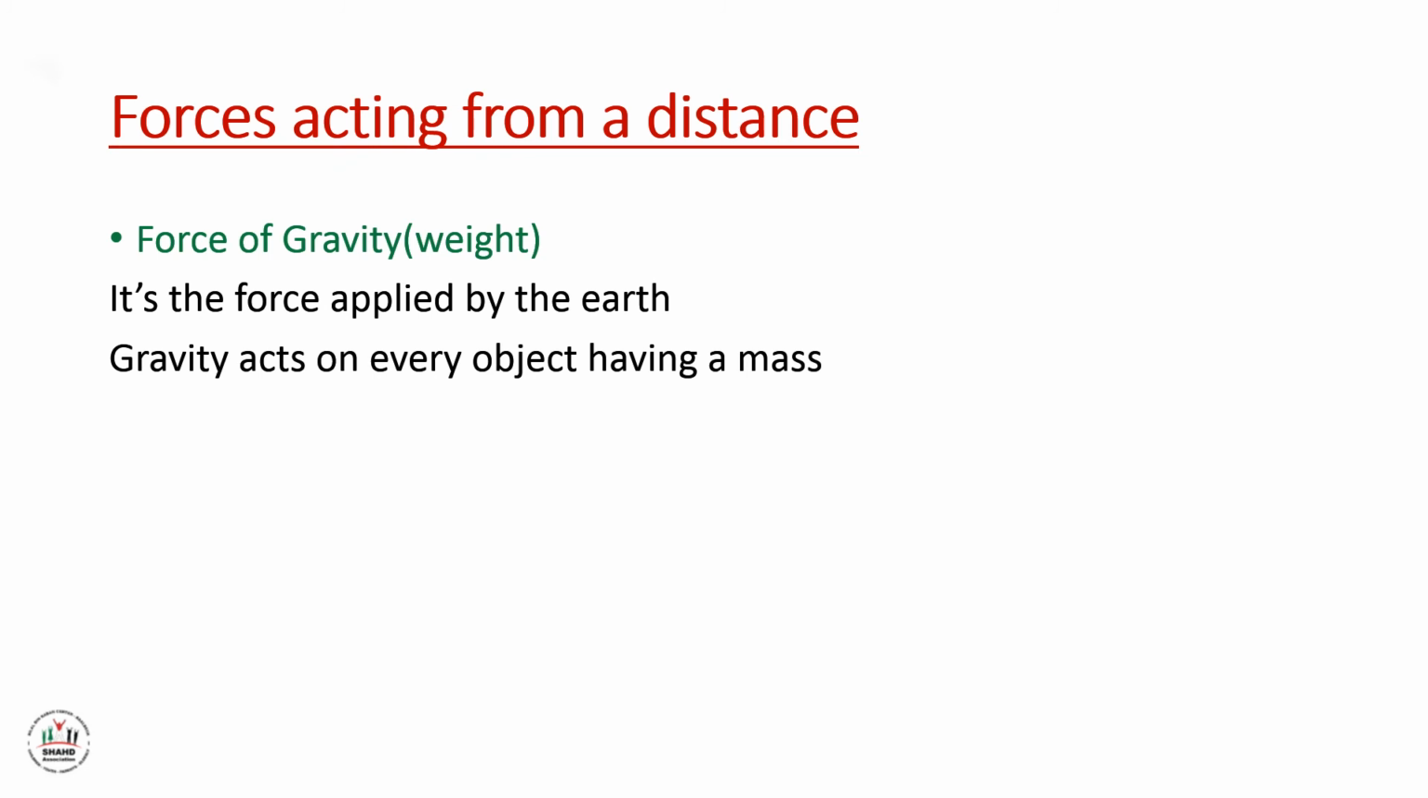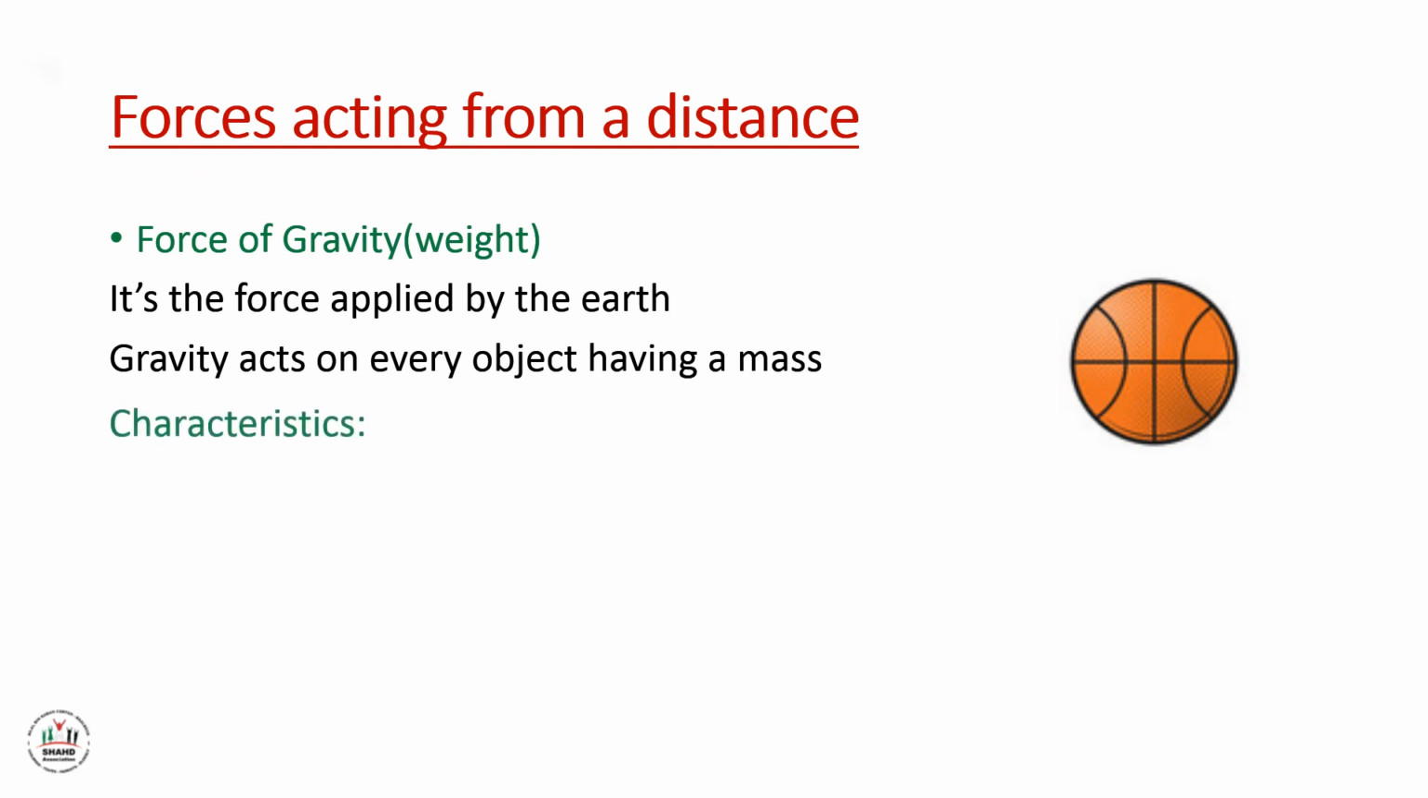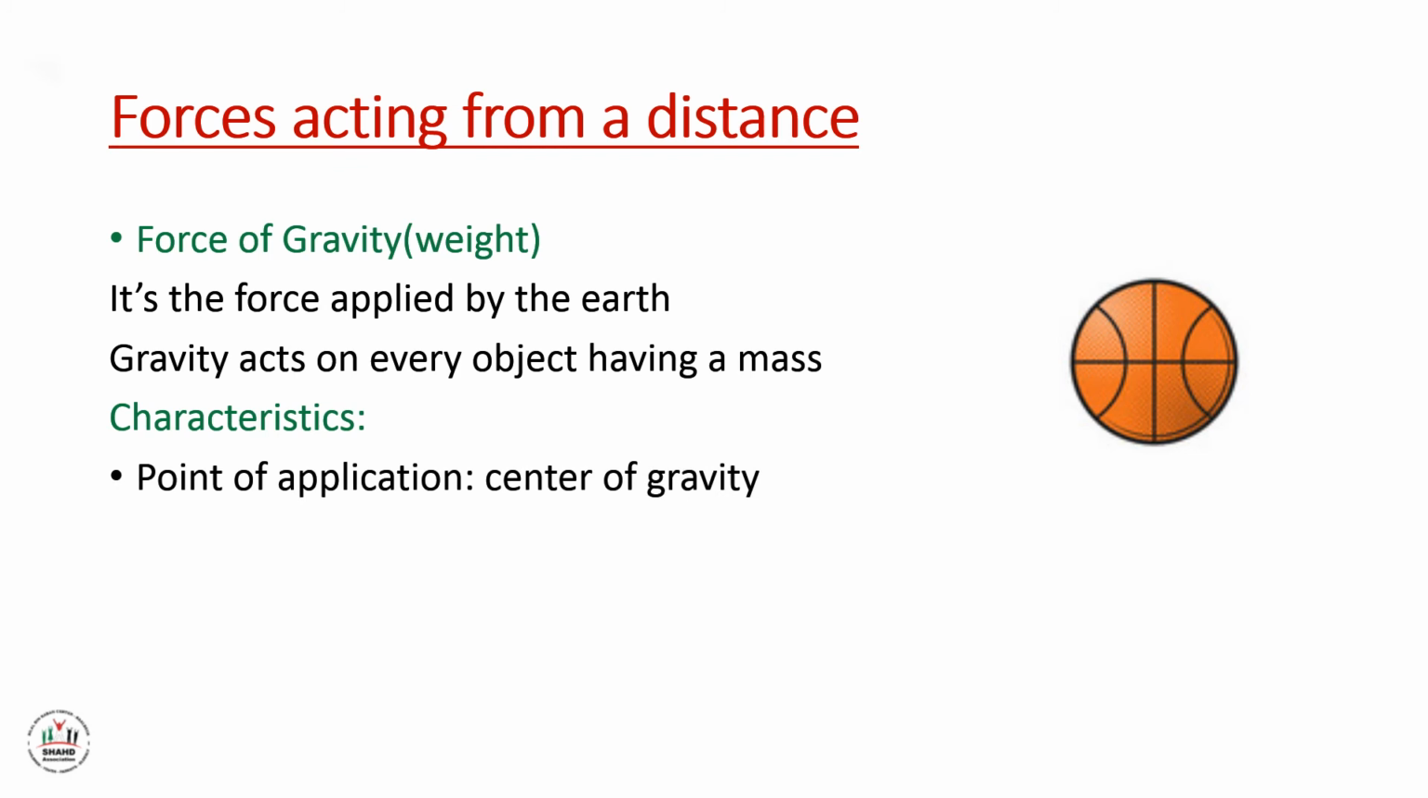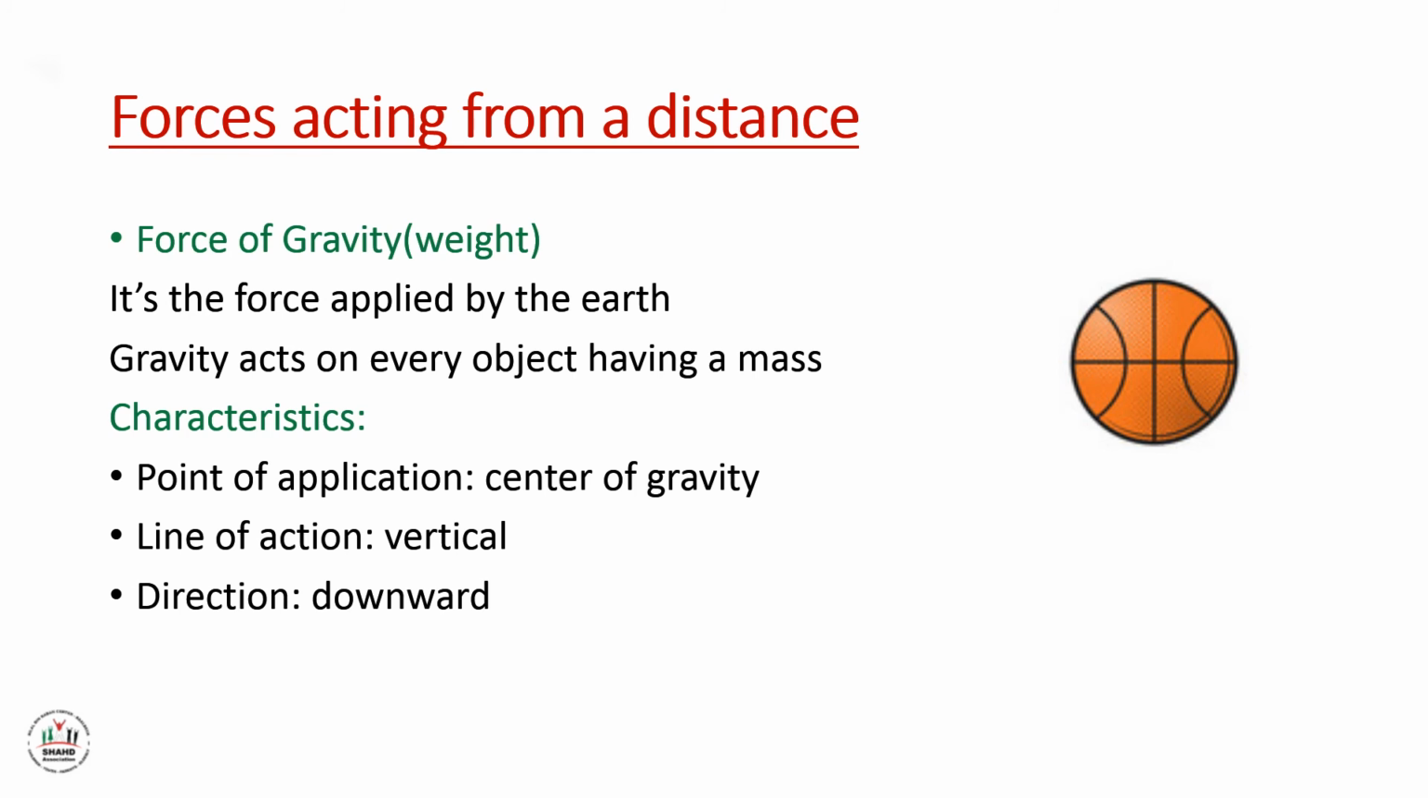Let's take this example. Suppose that you throw this ball in the air, and this ball now exists in the air. Now, what are the characteristics of this force? Let's start. The point of application is the center of gravity because it's a force acting from a distance. The line of action is always vertical. The direction is always downward.